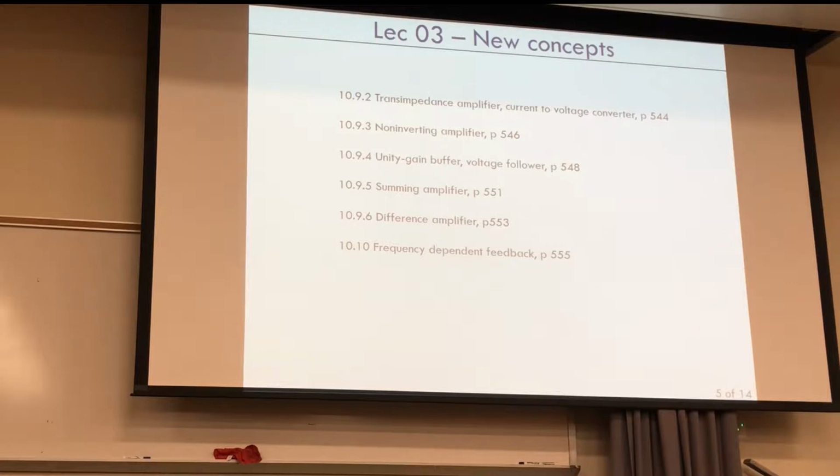So here are the concepts for today. So we'll cover transimpedance amplifier, which is a current to voltage converter. We'll look at non-inverting amplifiers, unity gain buffers, voltage followers, summing amplifiers, difference amplifier, and we'll start to touch on frequency-dependent feedback. That's all the pages we're going to cover today.